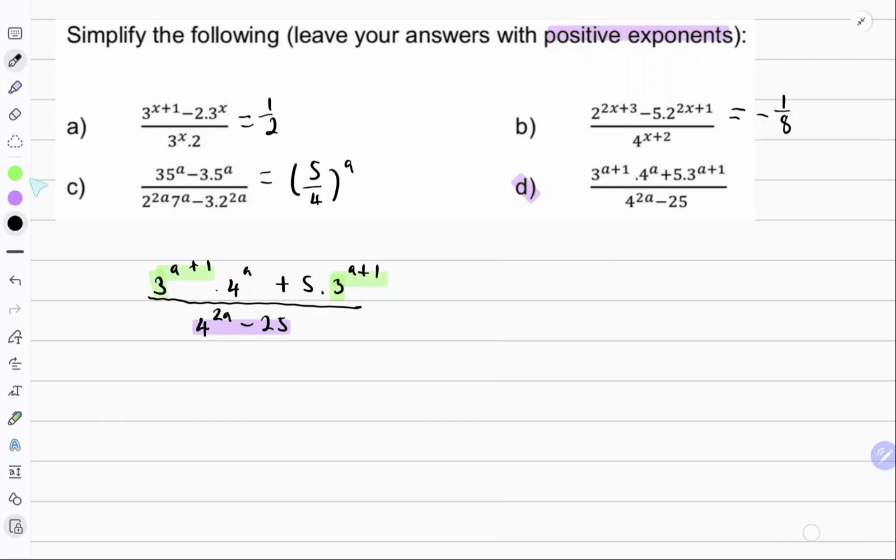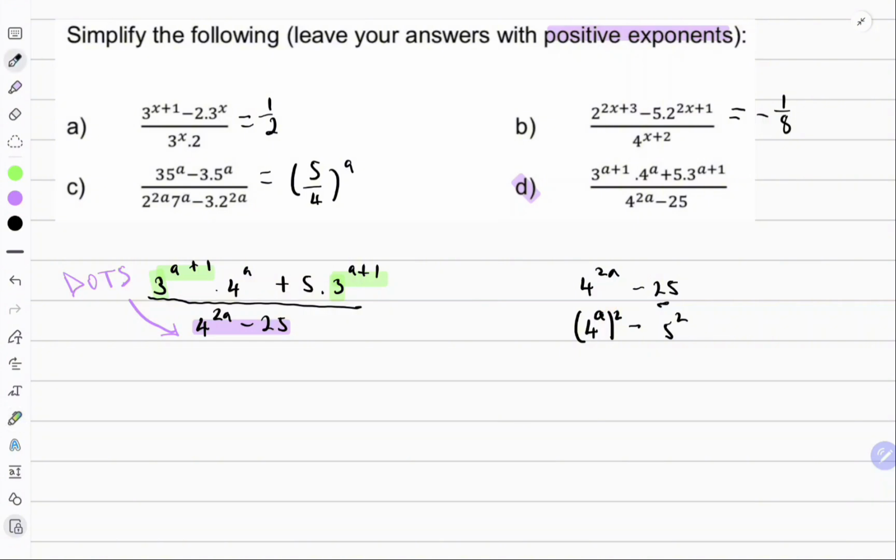So this here is, we're going to apply the difference of two squares, and I'm going to show you why it can work. So you have 4 to the power of 2a minus 25. Firstly, 25 here can be written as 5 squared, minus, and 4 to the power of 2a can be written as 4 to the power of a, the whole squared, because you know if you have a power raised to another power, you can use the power rule, and that simply means you can multiply these two together.